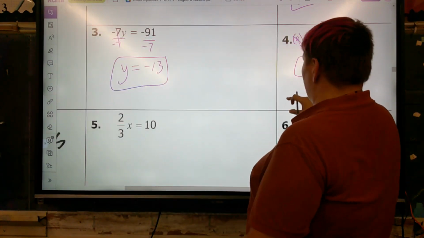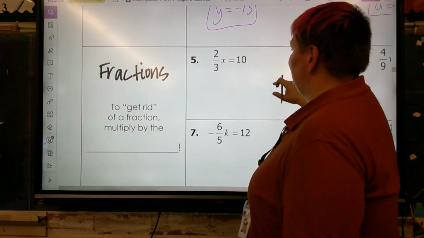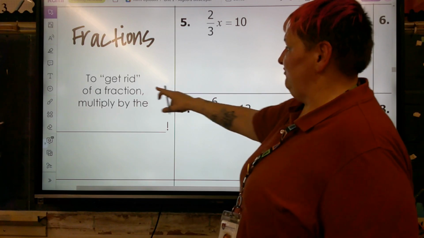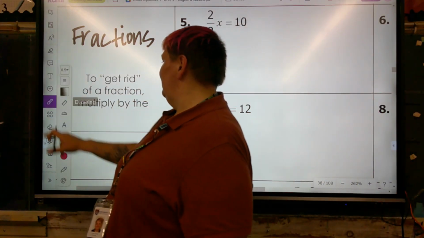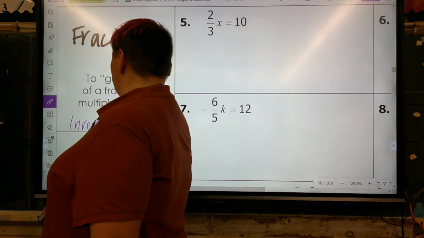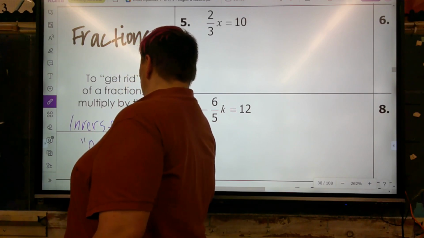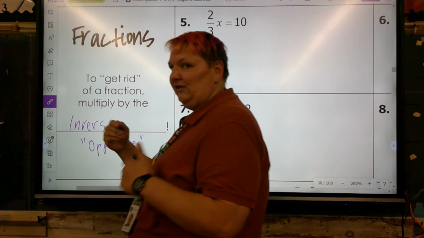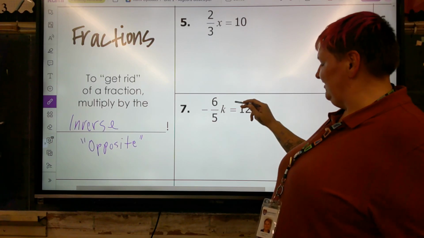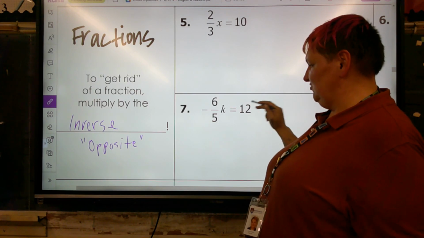Alright, now what if they add fractions? Don't panic. I know, you hate fractions. You don't have to remind me. Alright, so it says to get rid of a fraction, multiply by the inverse, the opposite. Multiply by its opposite, its flip. So right now you have negative 6 over 5 times k equals 12.